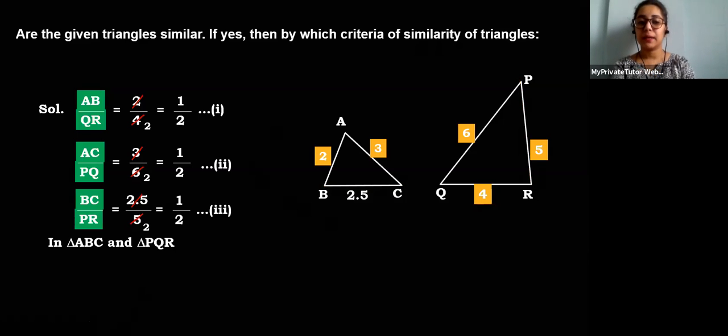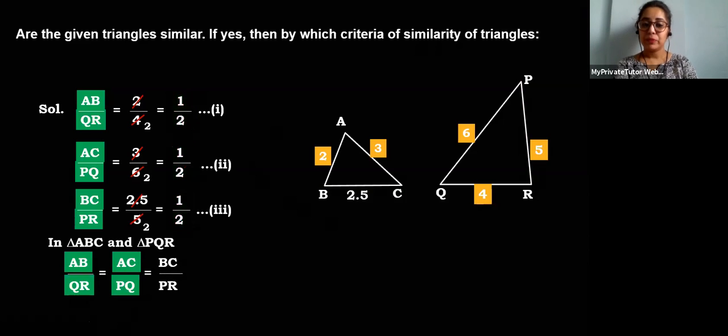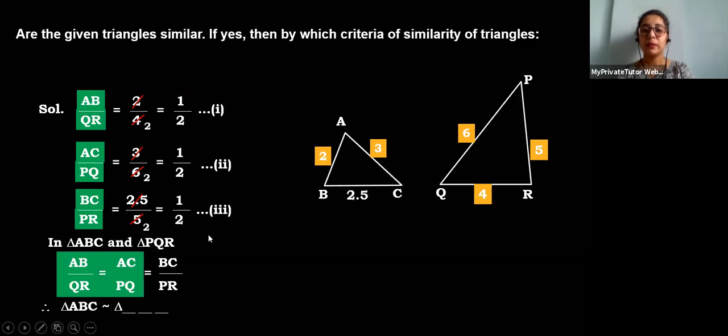So 1 by 2. In triangle ABC and triangle PQR, you can see that for the first side we got the ratio 1 by 2. In the second also we got the ratio 1 by 2. In the third also we got the ratio 1 by 2. That means AB upon QR is equal to AC upon PQ is equal to BC upon PR. That means all of these three sides are in proportion. Now, what does that mean?